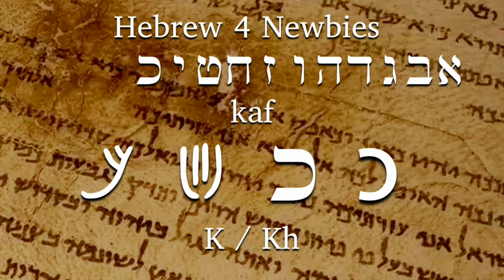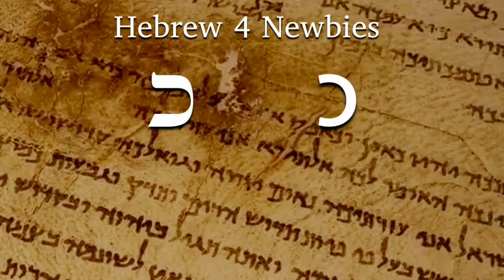Just like the Bet, if there's a dot in it, it's a K, and with no dot, it's a Ch sound. So that's the letter Kaf. And this is where we're getting into what I taught last time. Remember, there are two forms of this letter. This is just the way you would normally see it, but when it's at the end of a word, it has a different form, called the final Kaf.